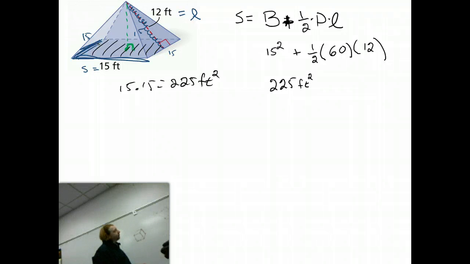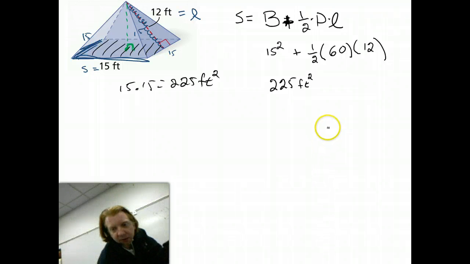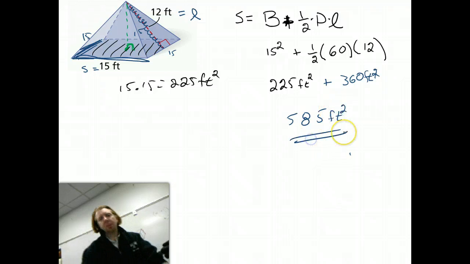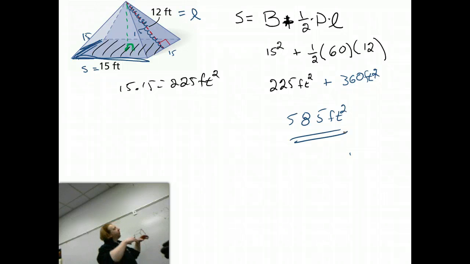And then when I figure out what that is, that's going to be plus 30 times 12 is 360 square feet. And that gives me thus a total of 585 square feet.